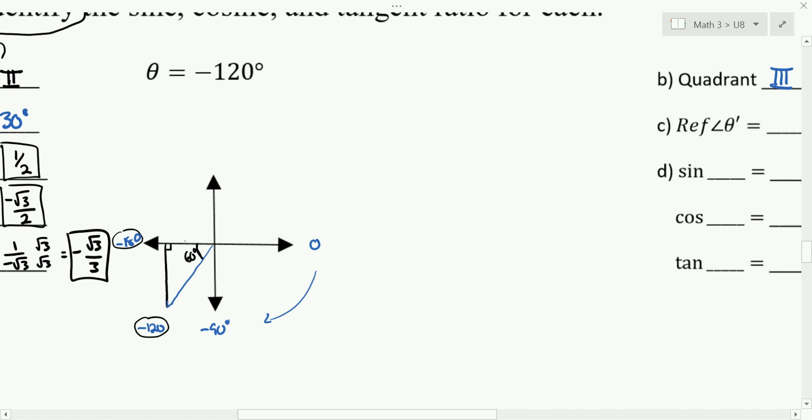Okay, so across from 60 is what length? Root 3. But that's your y coordinate, and so should it be positive or negative? Negative. And then across from 30 is what length? 1. Should it be positive or negative? Negative because we're in quadrant 3. Both x and y are negative here.